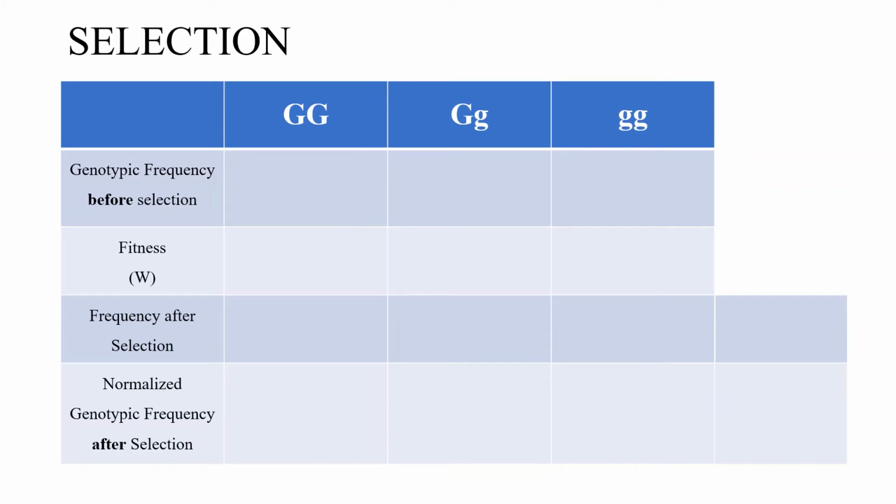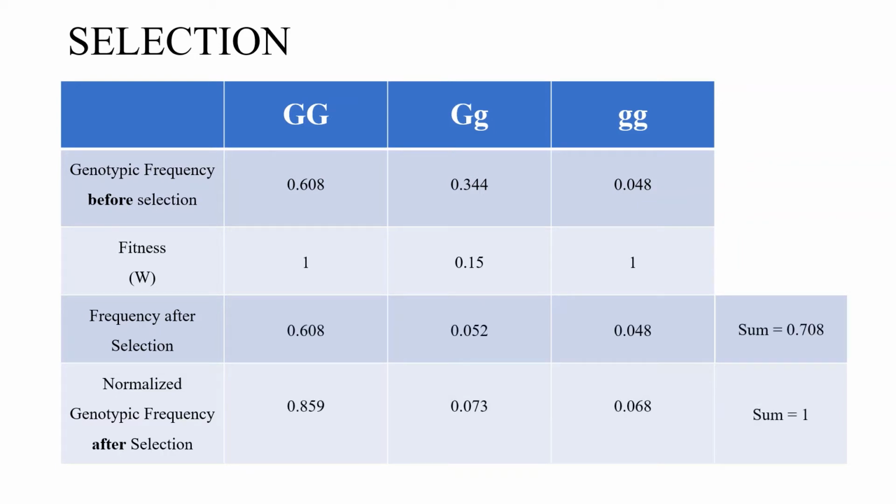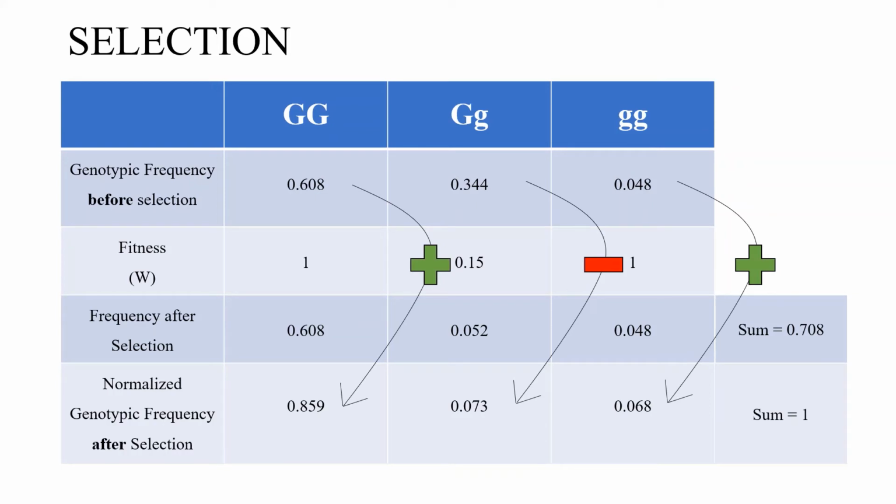The fitness is essentially a multiplier that modifies genotypic frequency. The fitness of the large and small turtles will be 1 since they are unaffected, but the medium turtles will have a fitness of 0.15. This means that once selection has taken place, the genotypic frequencies in our population will change. This type of selection, in which homozygotes are favored, is called disruptive selection.